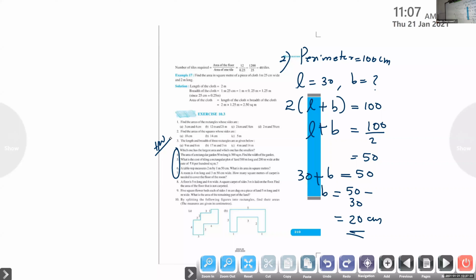Ma'am, we have done the fourth question. If you have done, no problem. See, children, will you write the eighth question now? Eighth question: a floor is 5 meter long and 4 meter wide. A square carpet of sides 3 meter is laid on the floor. Find the area of the floor that is not carpeted.